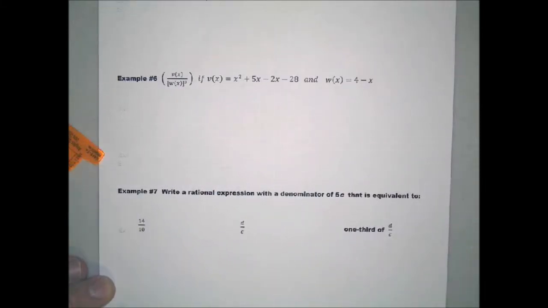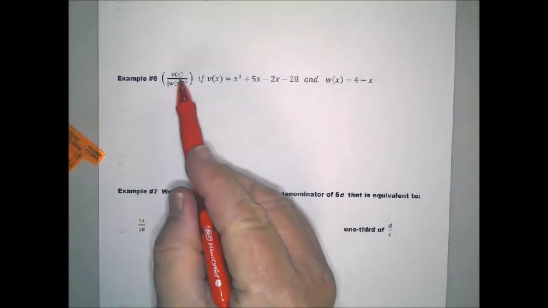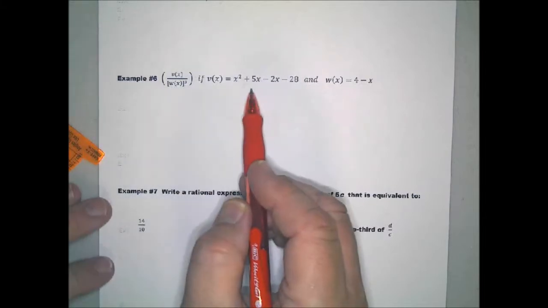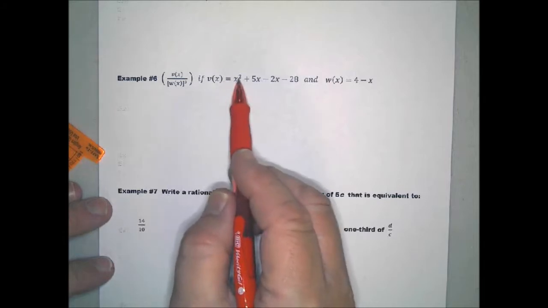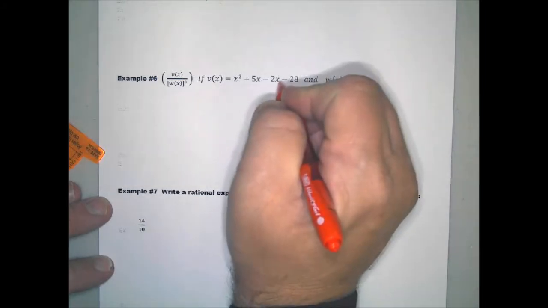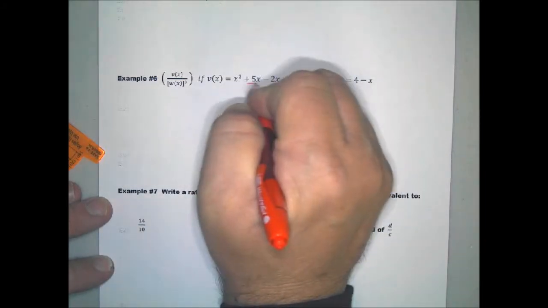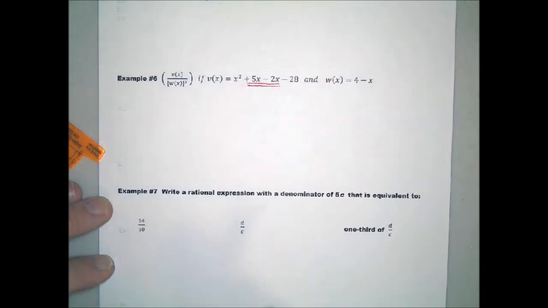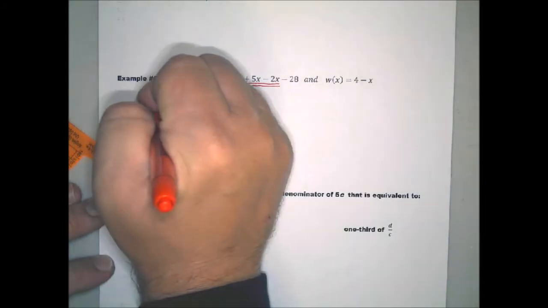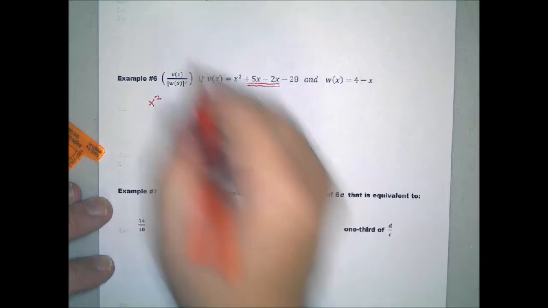For problem number 6, we're back to function notation again. We're taking v of x and dividing it by w of x cubed. Now, they're both defined for us, so we're actually taking x squared plus 5x minus 2x minus 28. We can simplify this right now because of the idea of combining like terms.